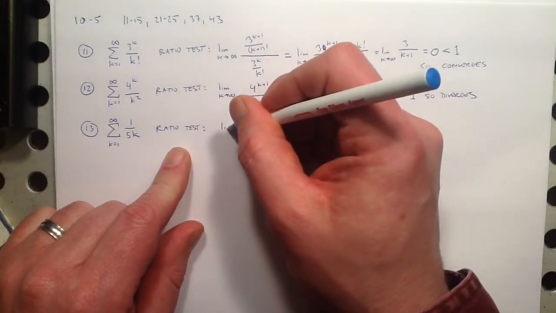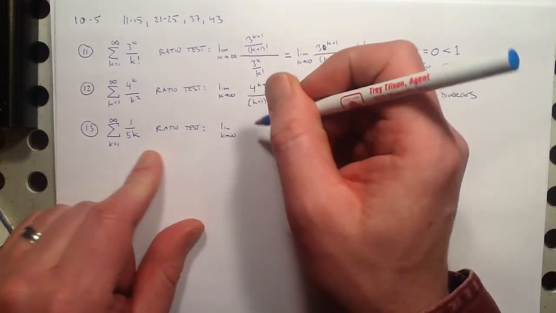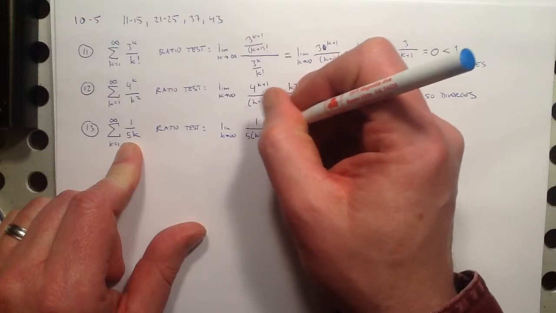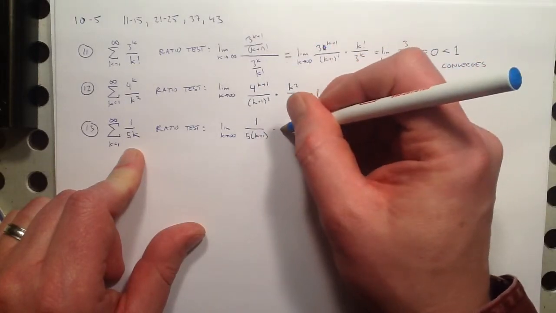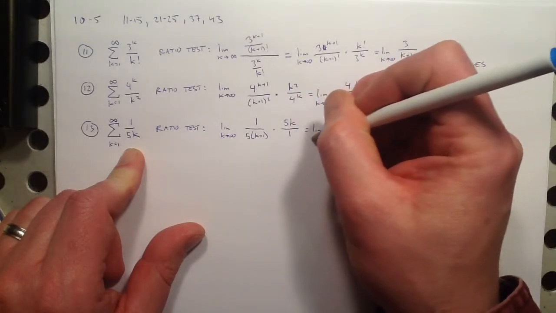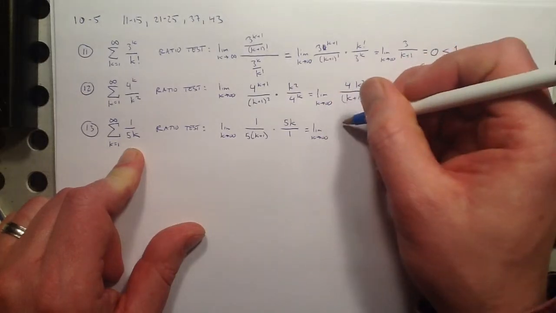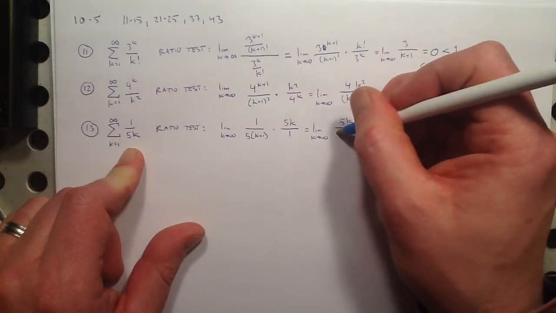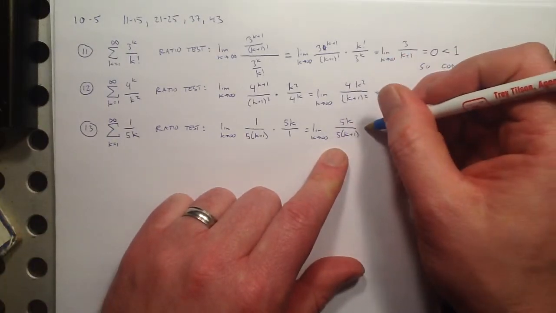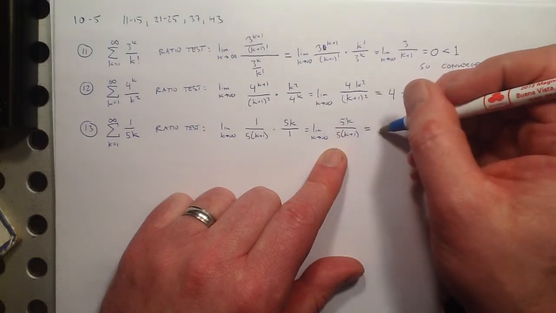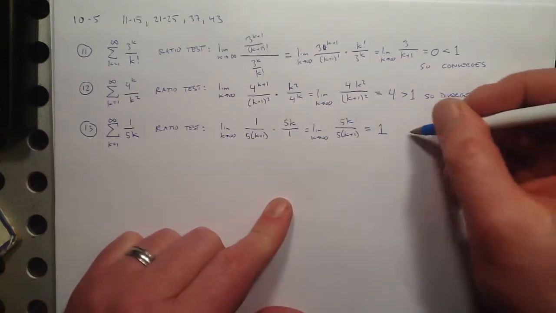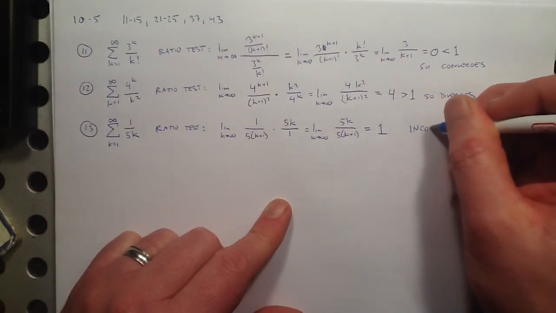Let's see, so we've got the limit, k approaches infinity, of the k plus 1 term. Be careful that you always put the k plus 1 in parentheses, right? Divided by the k term. That's the limit as k approaches infinity of 5k over 5k plus 1, or 5k plus 5. Highest power top and bottom is 5, so that's 1. And if you get a limit that's equal to 1, that is inconclusive.